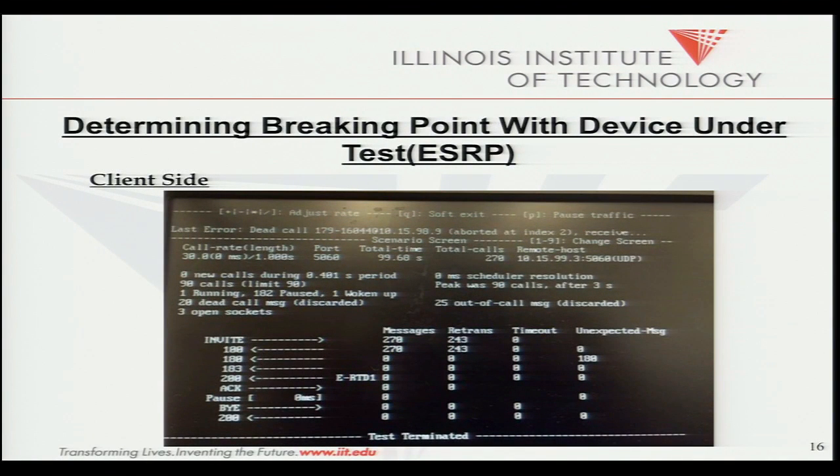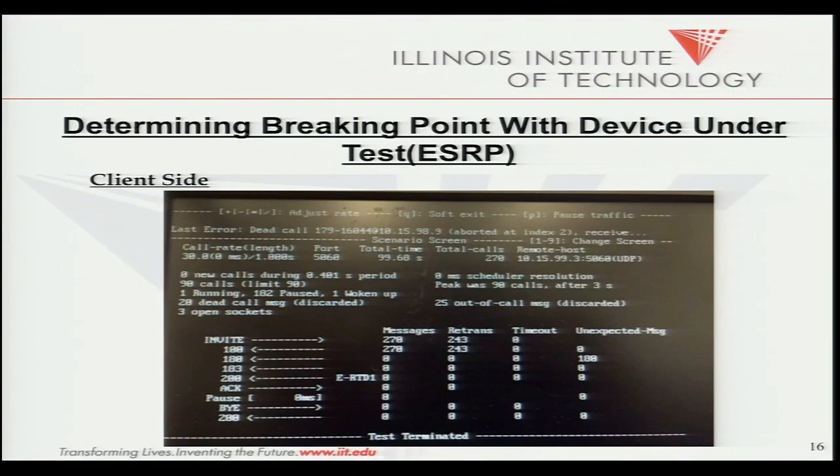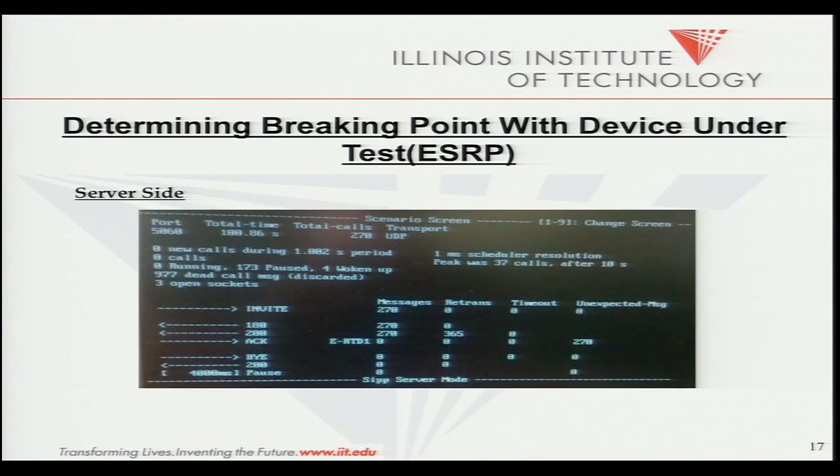So now we tried establishing the registration rate where the invite was successfully forwarded from the client to the server via the ESRP. At 30 calls per second for a span of 1 minute, the invites were successfully forwarded to the server. As you can see, there are 270 invites here, and the server side would receive all the invites at the range of 30 calls per second.